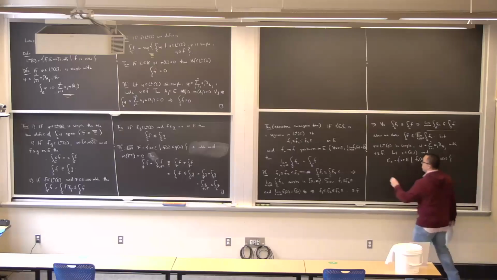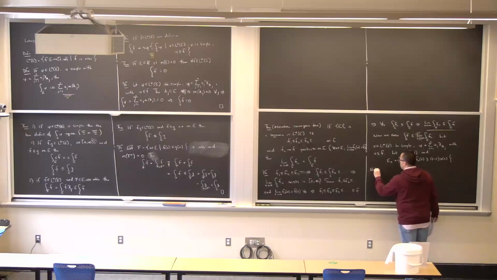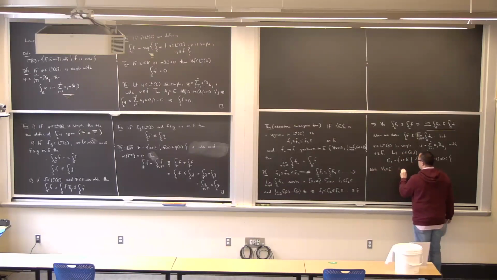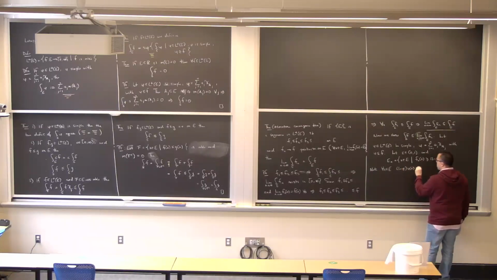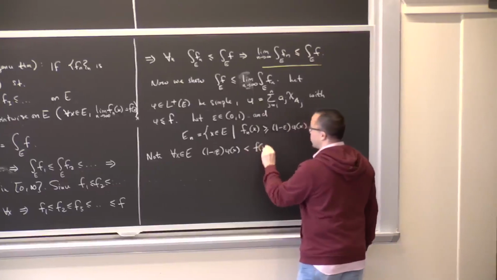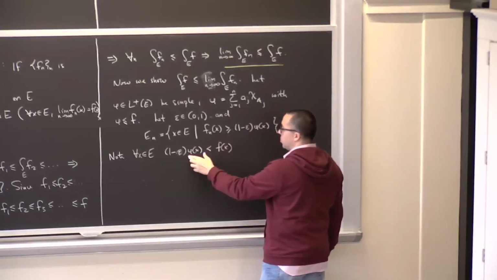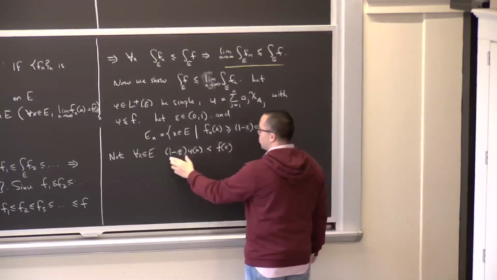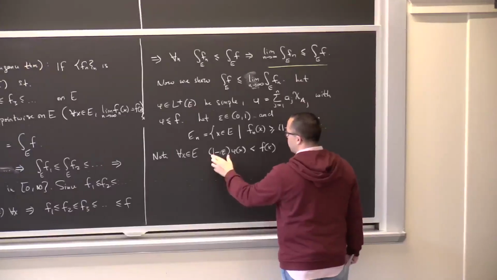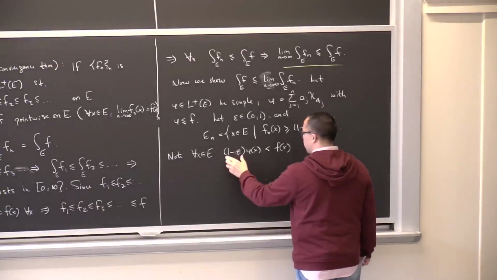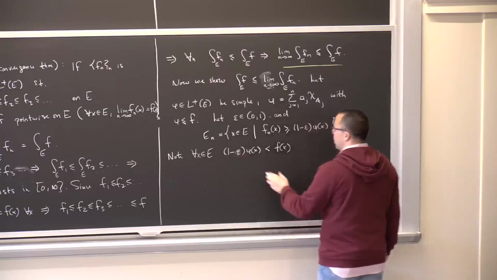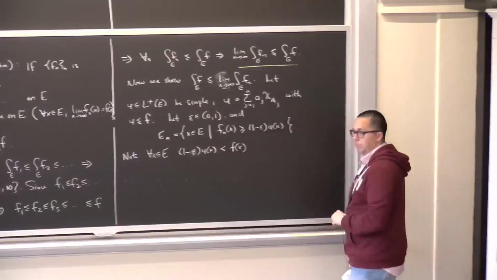So note, for all x in E, (1 minus epsilon) times phi of x is now strictly less than f of x. So we had phi of x is less than or equal to f of x. But now if I multiply this by a number that's slightly less than 1, then I will have strict inequality. Okay?